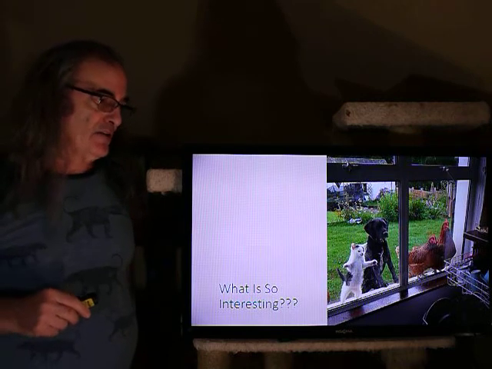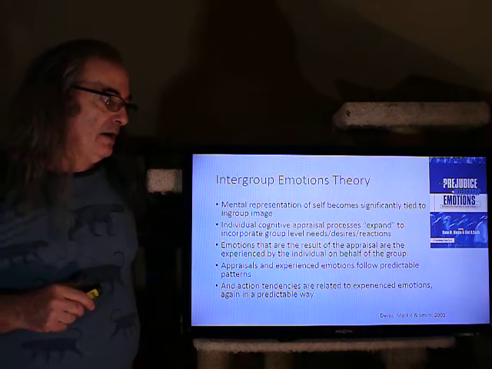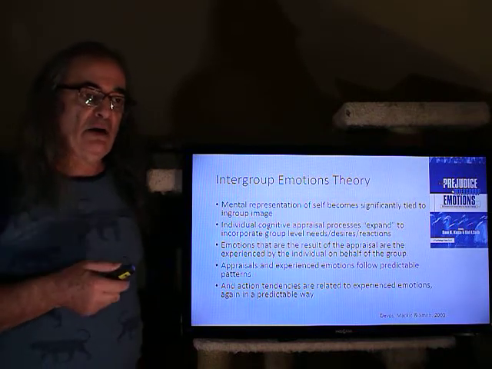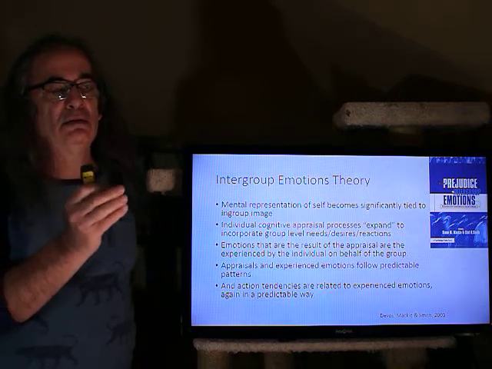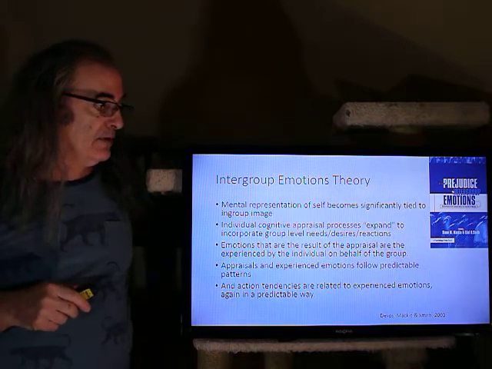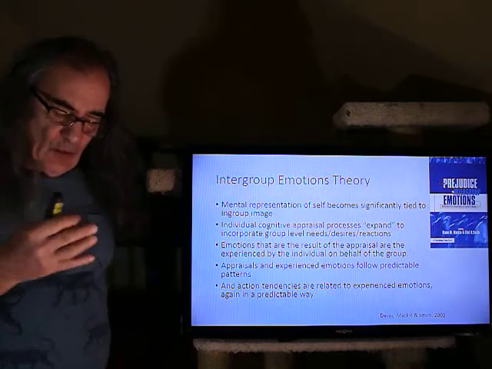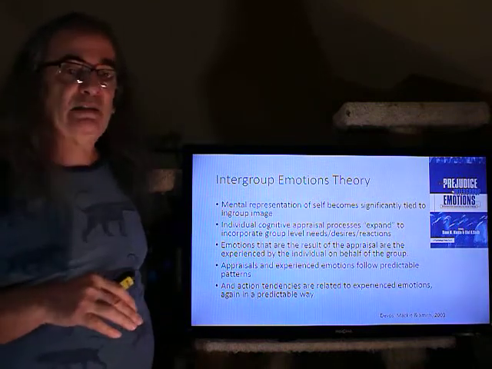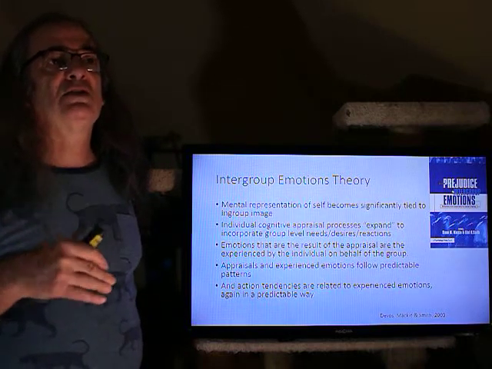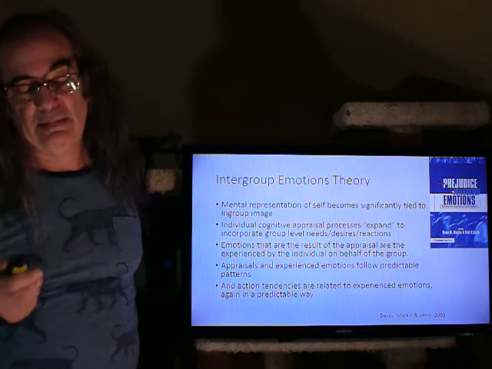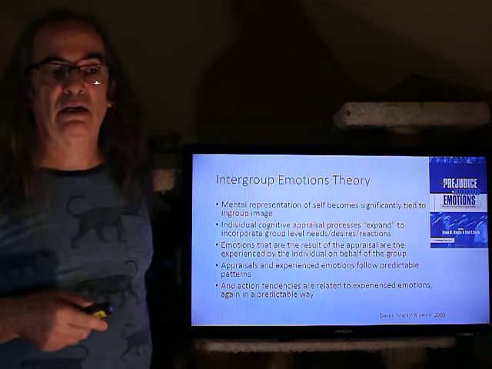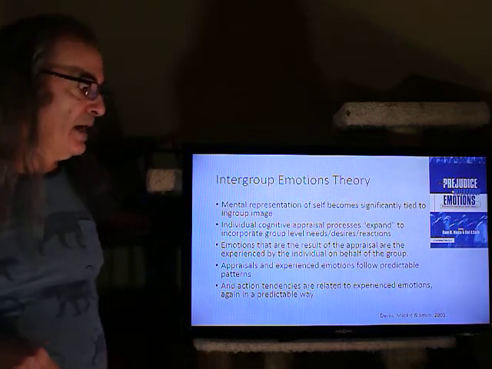So, let us then talk about intergroup emotions theory, because when we're talking about approach and avoidance, we combine the concept of emotion. Then how do we describe intergroup behavior? And that is behavior between groups. So we start with a mental representation of the self becomes significantly tied to the in-group image. So as a group member, then I begin to self-stereotype almost, or maybe not almost, as a member of my group, and I start to behave in a way that's more consistent with that image of myself that is group-inspired.